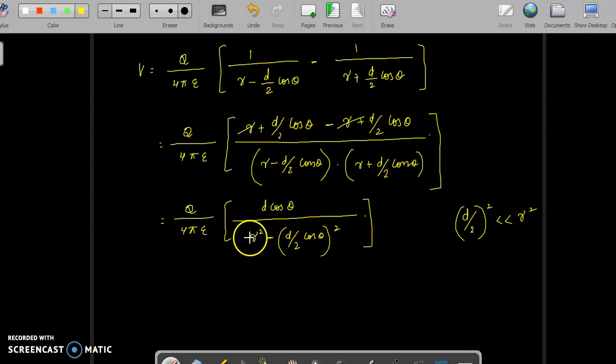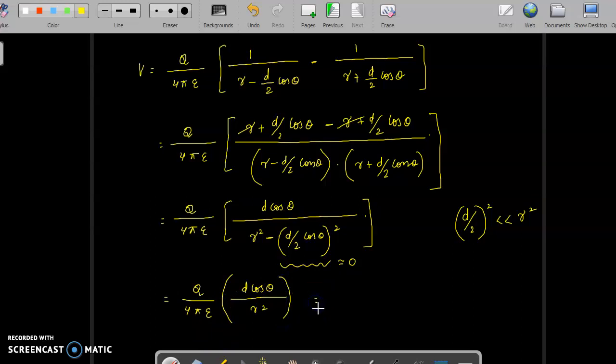The r is the distance of the point P from the charge, whereas d is the space between the dipole charges. So d by 2 all square is much smaller than r square. So we can eliminate this and we can rearrange as Q by 4 pi epsilon d cos theta by r square. We are approximating this value to 0.